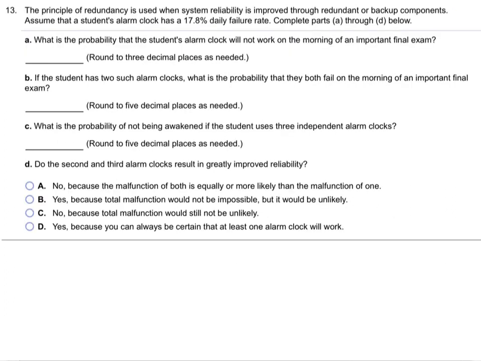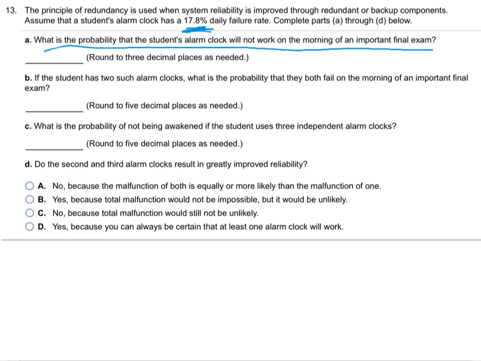13, the principle of redundancy. Oh yeah, this is valuable. So suppose an alarm clock has a 17.8% daily failure rate. Is that how your alarm clock works? 17.8% daily failure rate. So, what is the probability that a student's alarm clock will not work on the morning of an important final exam? I'm going to tell you, I've done it. Been there, done that.